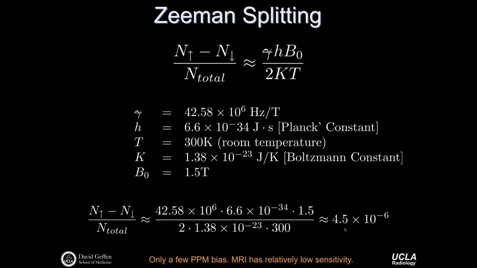And that is to say that, given that we have a very, very large number of spins, it's almost 50-50, right? It's almost half the spins pointing up and half the spins pointing down. And the difference in population between the spin up and spin down state is only about 4.5 parts per million. So there's really only a few parts per million bias, and consequently, MRI has relatively low sensitivity. We're not detecting signal from all possible hydrogen nuclei. We're detecting signal from the difference in the population between the spin up and the spin down state.